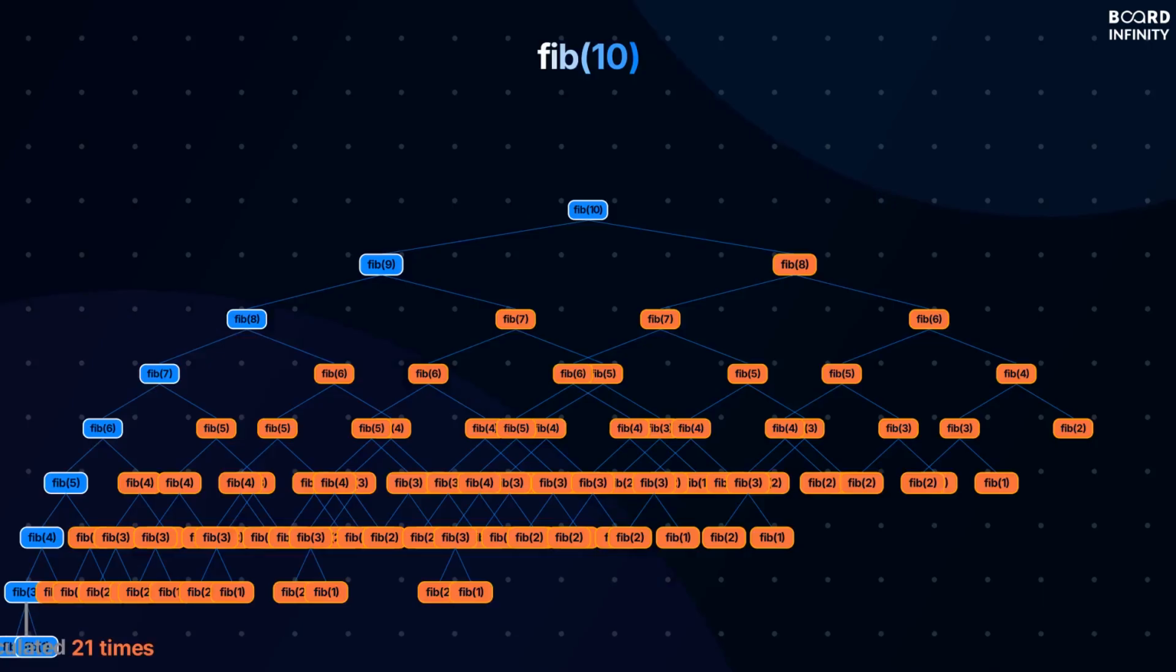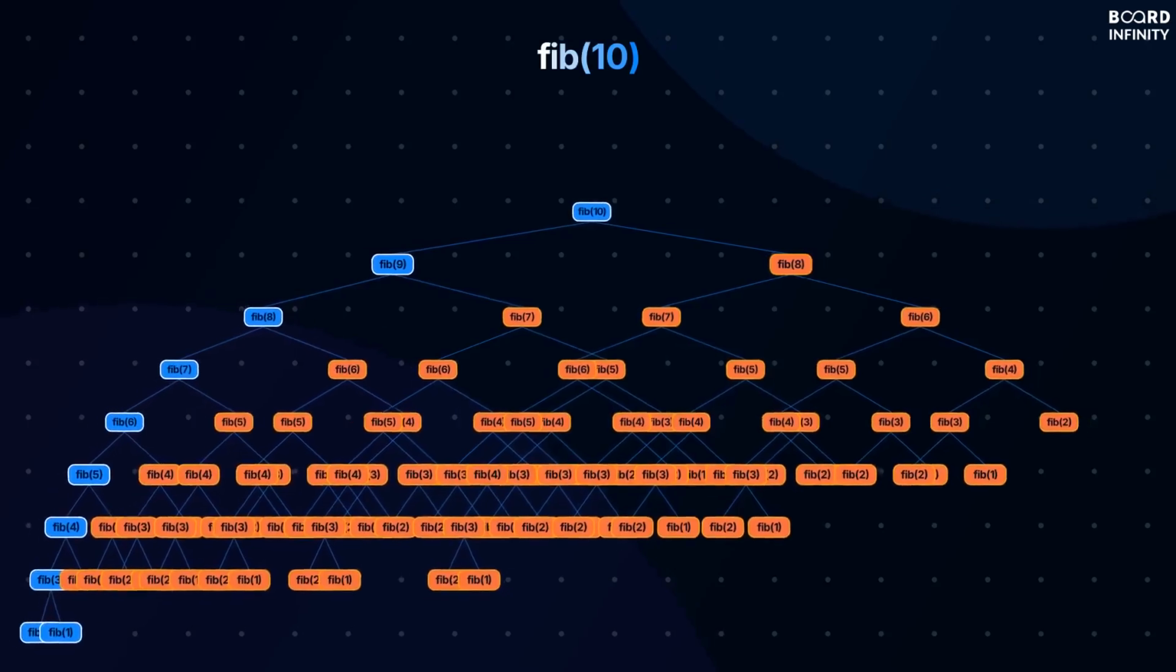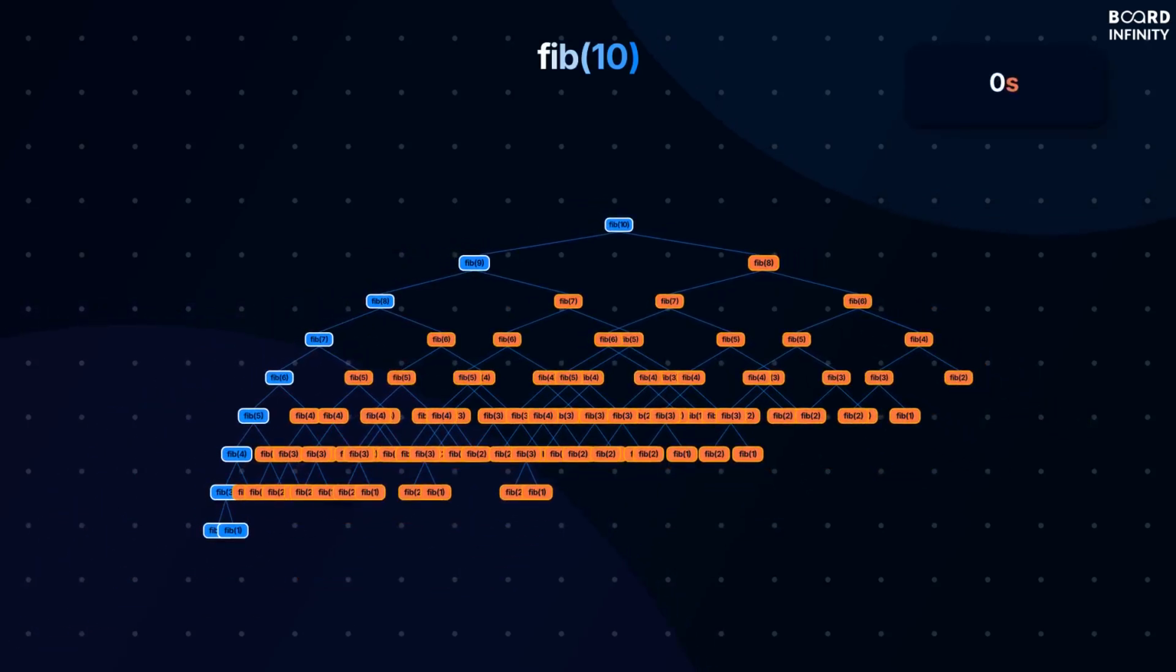And this explosion continues. Fib of 3 gets calculated several times. Fib of 2 even more number of times. Your computer is drowning in redundant work. This exponential growth highlights the sheer inefficiency of repeatedly calculating the same values.